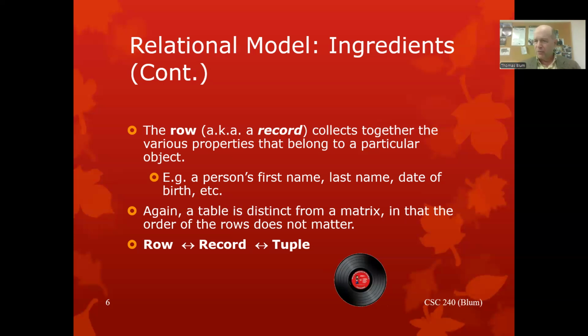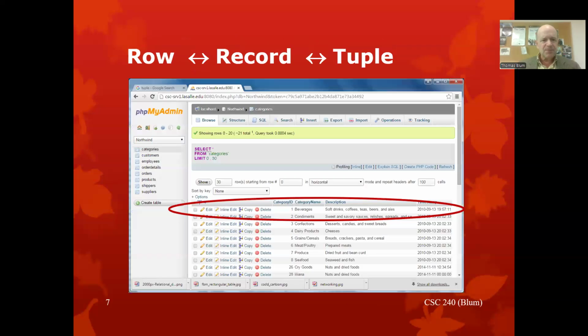Another difference between a relation and, say, a matrix is that we don't care about the order of the columns. We also don't care about the order of the rows. It will be important that we can distinguish one row from another and be able to identify it, but the explicit order will not be important to us. And so there in our picture is a row.